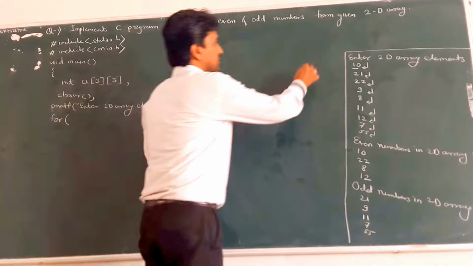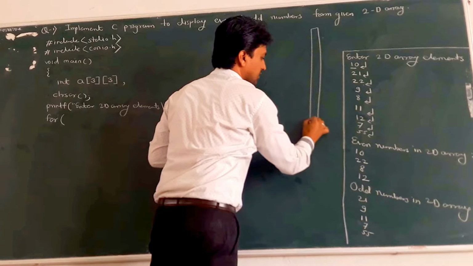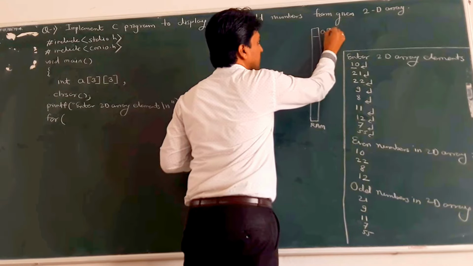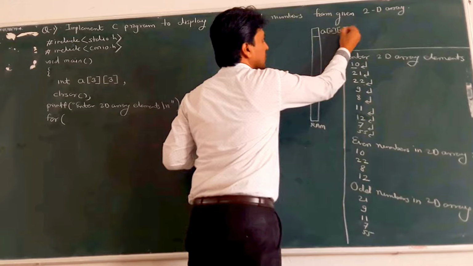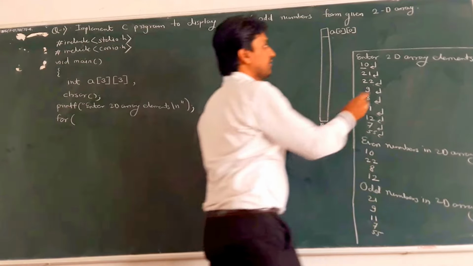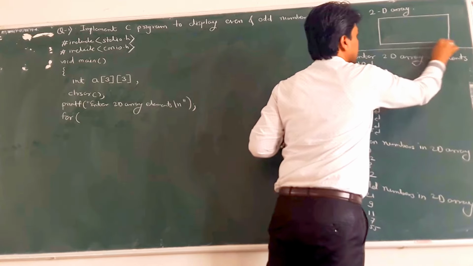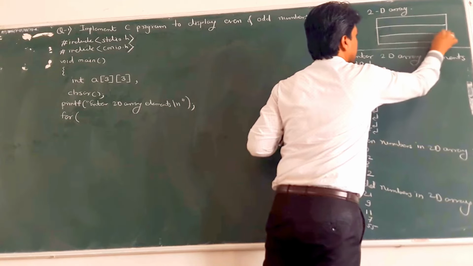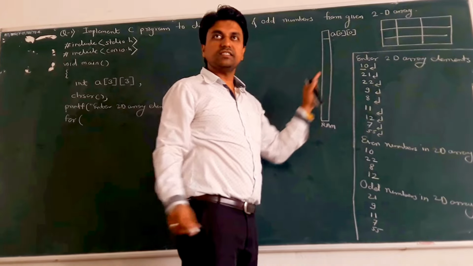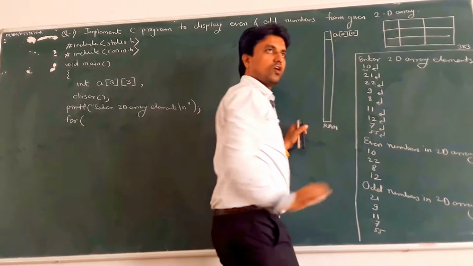Here, suppose memory management is like this. This is your random access memory. On that, a of 0, 0. Okay, this is called memory management in RAM. And the graphical representation of the two-dimensional array is like this. In the graphical representation, this two-dimensional array is 3 by 3, meaning 3 rows and 3 columns.